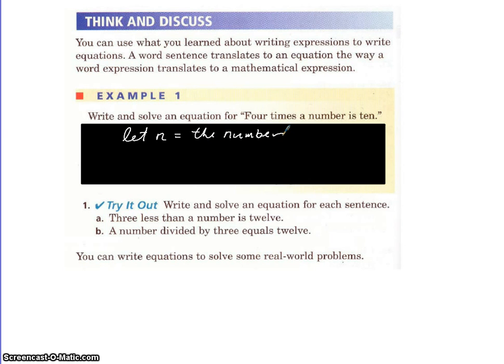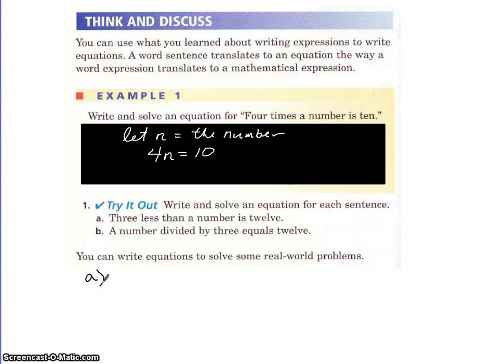It says 4 times a number is 10. So now I know that I have the number 4 and it's multiplying my variable n, the number, and the answer is going to be 10. So there's my equation: 4 times n equals 10. So let's write and solve an equation for each of the sentences below. Let's start with A.